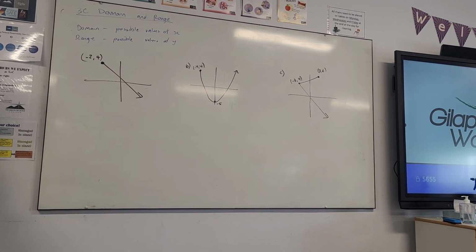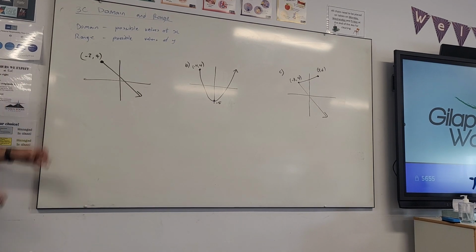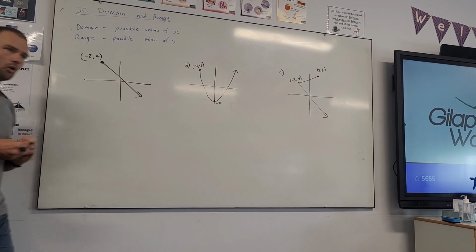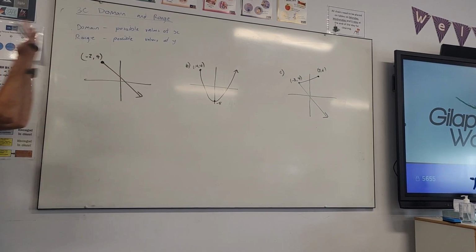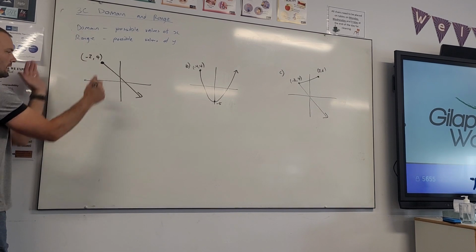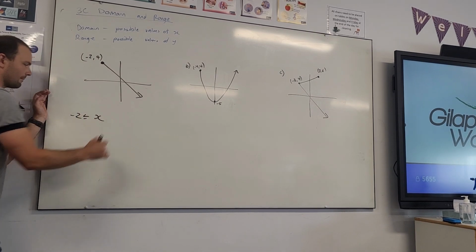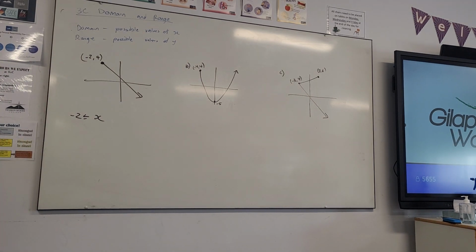So, domain and range. Let's start with this one and let's start with the domain. The question is, what is the point furthest to the left? Okay, that's the question. What's the point furthest to the left? The x value is -2 and it is included. We're including that point. Alright, then the next question. What's the point furthest to the right?